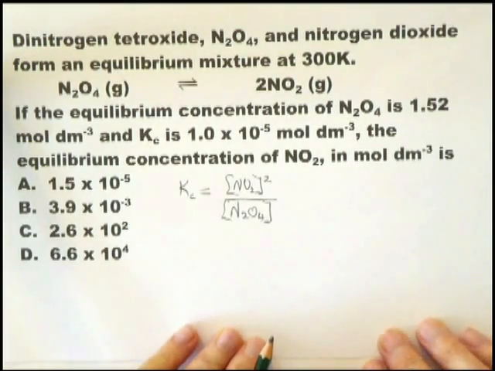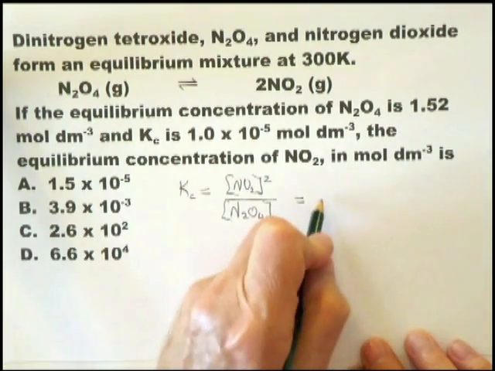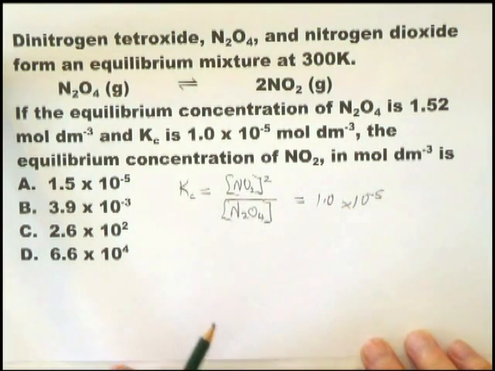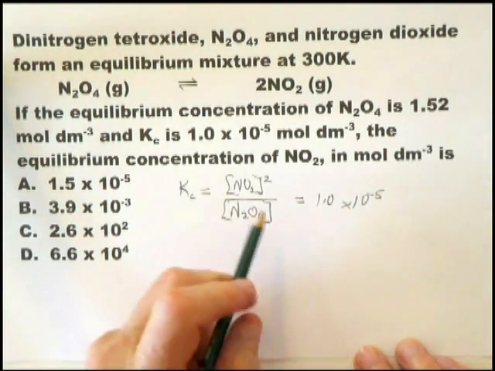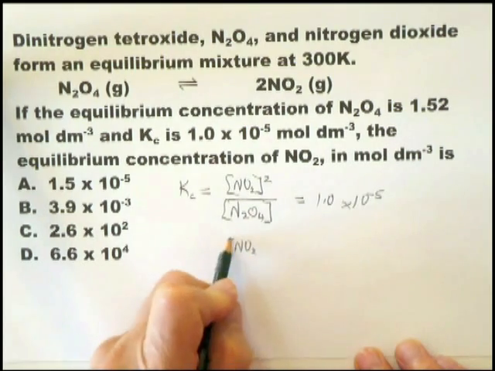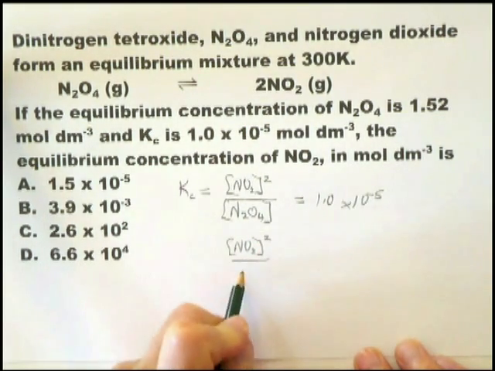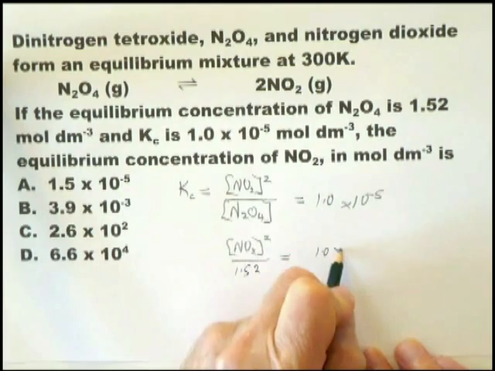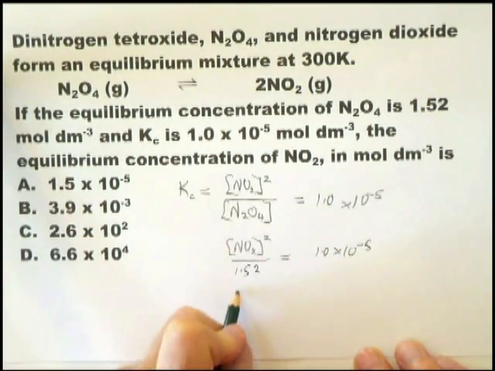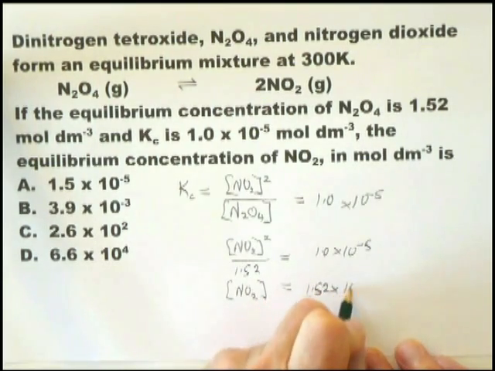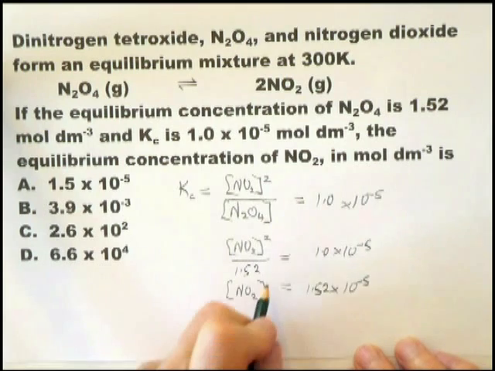And they tell you that Kc equals 1.0 times 10 to the minus 5. And they also tell you that the concentration of N2O4 is 1.52. So [NO2] squared over 1.52 equals 1.0 times 10 to the minus 5. [NO2] squared equals 1.52 times 10 to the minus 5. And that will be squared.